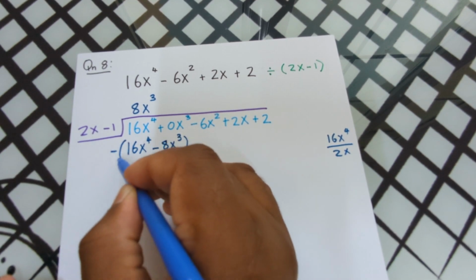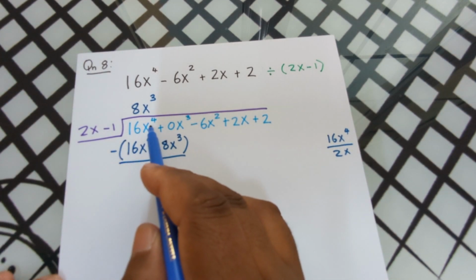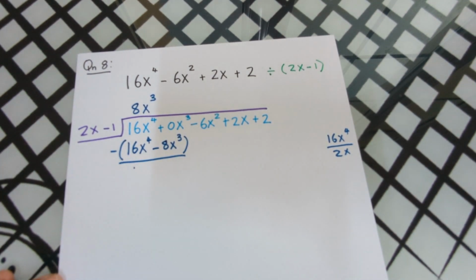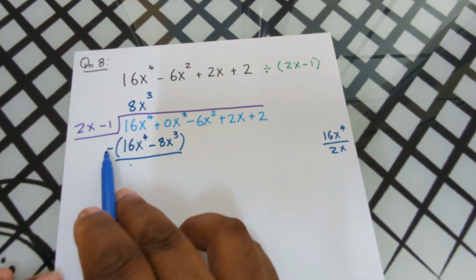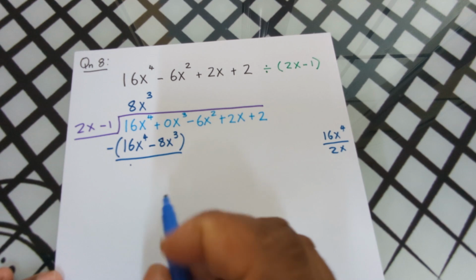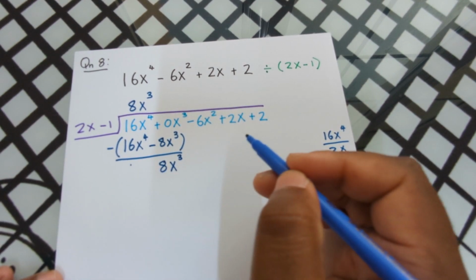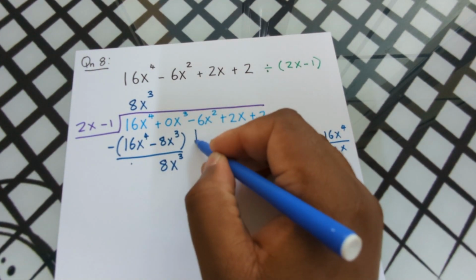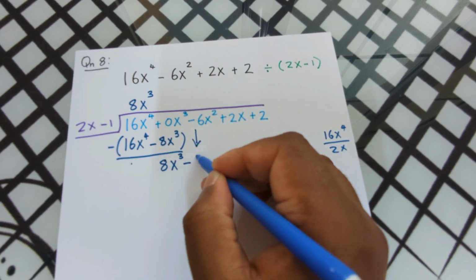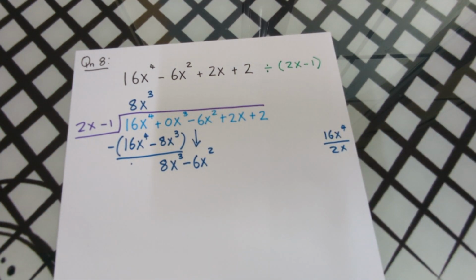So let's put our brackets and subtract. Now 16x to the power 4 minus 16x to the 4, that's a 0. Then 0x cubed minus 8x cubed, it will change into a positive x to the power 3. Positive 8x to the power 3. And then we bring down our next term, which is negative 6x squared. And we repeat the same process again.